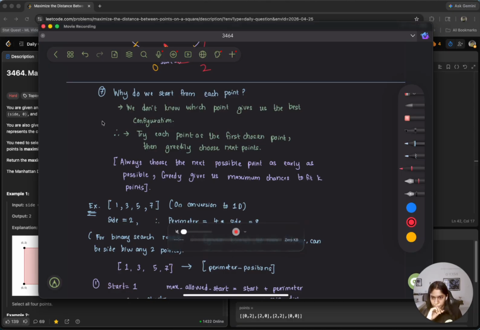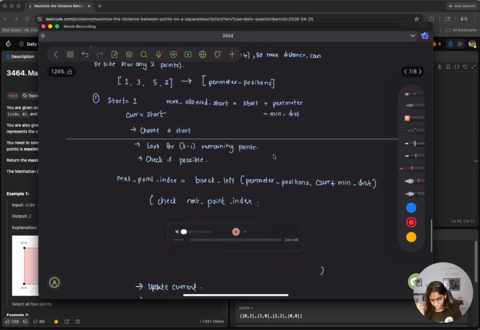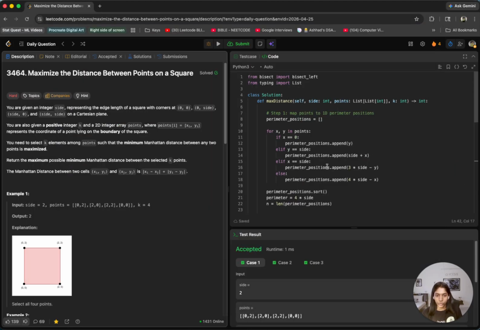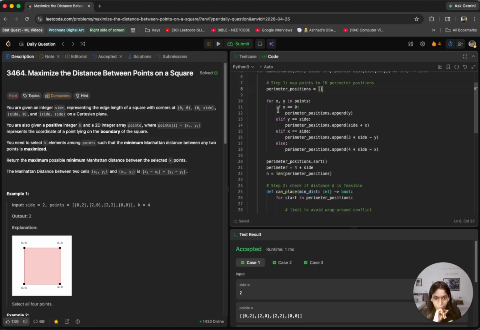Okay, so this is more related to the code. So I think we'll go to the code and then come back here so I can explain why this is the case. So what we're doing, this was the first step where we're actually taking perimeter positions. This will just be an array. We're going to take our points, in the same way as I mentioned, they're converted and added to perimeter positions. So perimeter positions is basically our straight line, which has a circular nature.